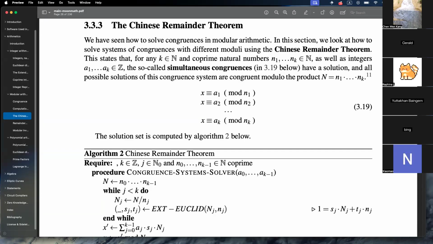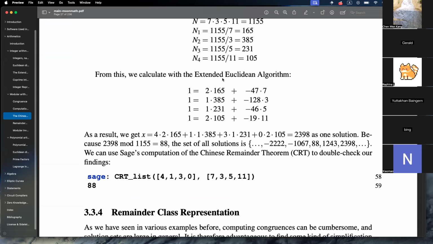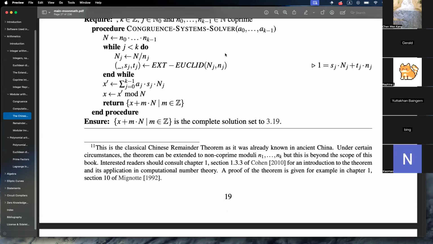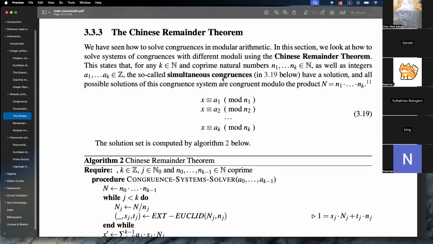I'll take the silence as a no. Okay, then let's go to 3.3.3, the Chinese remainder theorem. Before we go into this, are there any parts of 3.3.3 that you do not understand, that you want to talk to us about or ask about here?